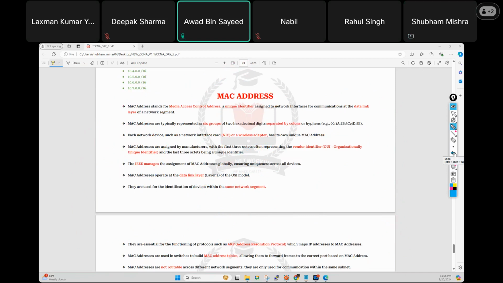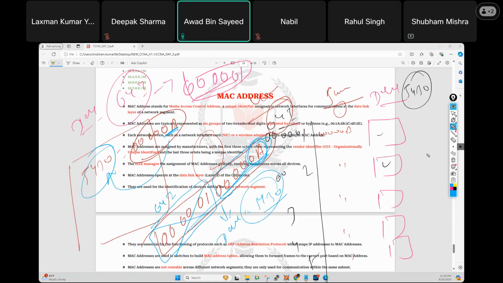Suppose in this example, what will be the MAC of a second laptop of the same model? See, I told you, the OUI part I changed here to 000002, and this one is the same. The OUI part is always different, unique, and this OUI part makes the MAC address unique. Okay, everyone.